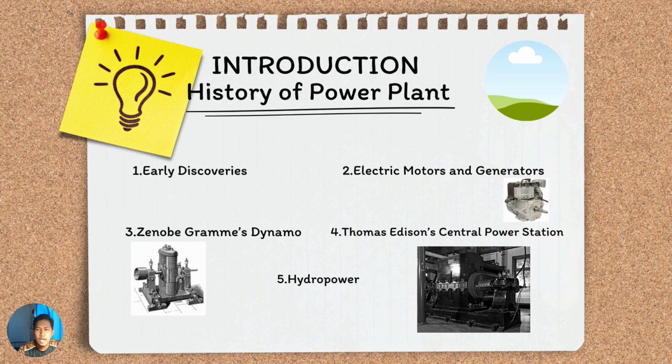Third is the Zenobe Gramme dynamo. In 1817, Belgian inventor Zenobe Gramme developed a dynamo that produced steady DC power. The discovery fueled enthusiasm about electricity's potential. And next is Thomas Edison's central power station. In 1882, Thomas Edison established the Pearl Street Station in New York City, the world's first full-scale central power station. And last is the hydropower. The first hydroelectric project powered a single lamp at Cragside Country House in England in 1878.